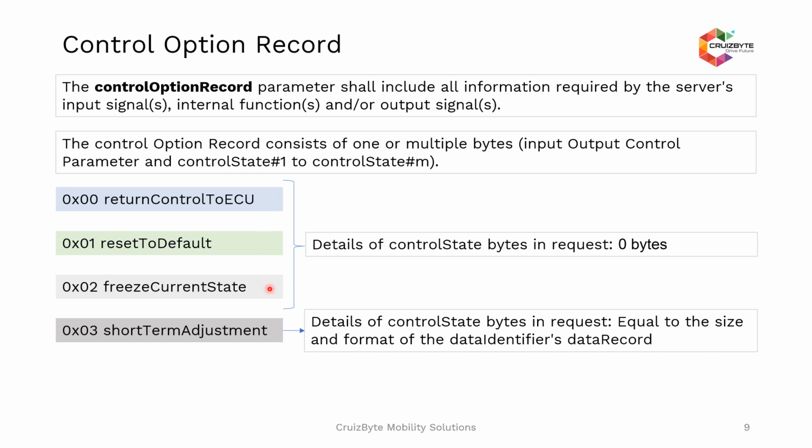The other possible option here is freeze current state. With the help of this freeze current state, at any given moment, whatever value is present as part of the DID can be just frozen. With this parameter and the read data by identifier service, you can read back all the values, or the positive response for the freeze current state itself will provide you all the parameters which are part of that DID. We will discuss all this in detail in the coming slides.